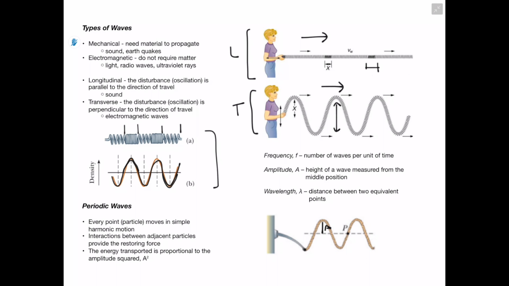Our wavelength is going to be the distance between two equivalent points within that wave. So basically, if we were to choose this point and this point, which are equivalent, then this would be our wavelength.